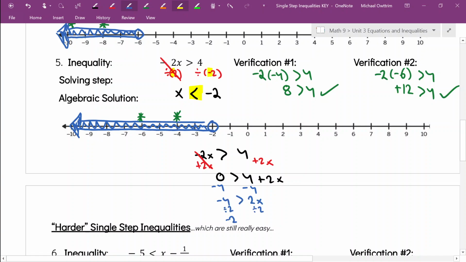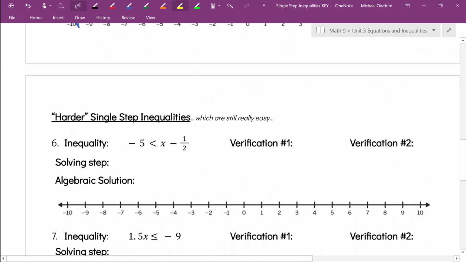And so negative 2 is greater than x, which means x has to be less than negative 2. So that would be the other way of thinking about why it should be x is less than negative 2 instead of greater than it. Okay. On the back, we have the same type of thing. It's just we have some different types of numbers mixed in there.